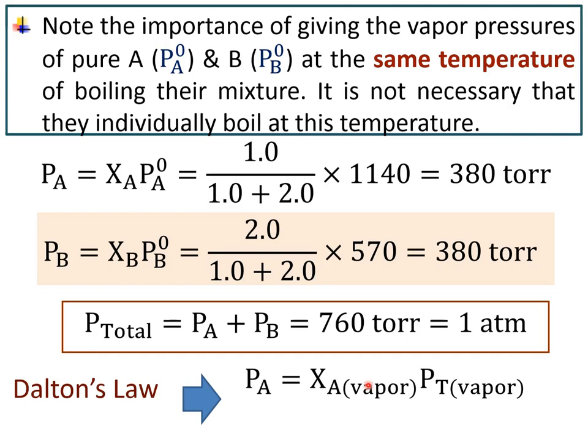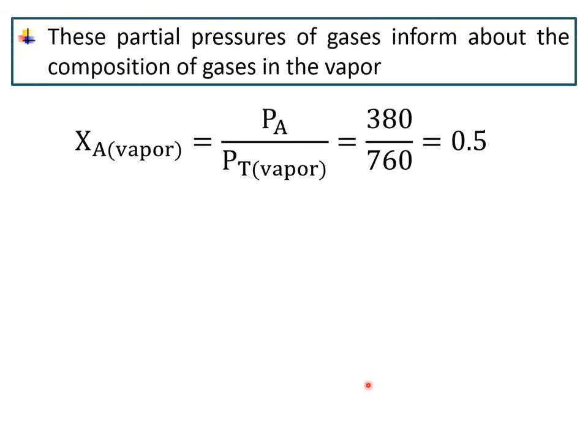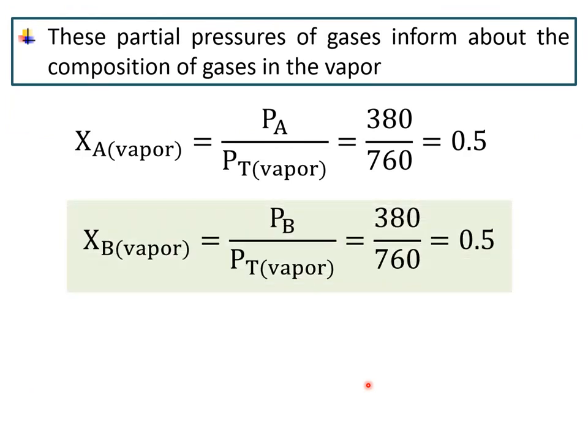So now this is the law: PA equals XA in the vapor phase times the total pressure in the vapor. The total vapor pressure we know, and we also know the partial pressure of A that we calculated, equal to 380. This is for PA, and likewise for PB. So we can easily substitute in this equation to calculate XA. XA equals PA over PT, which is 380 over 660, which equals 0.5. The same for XB will also equal 0.5.